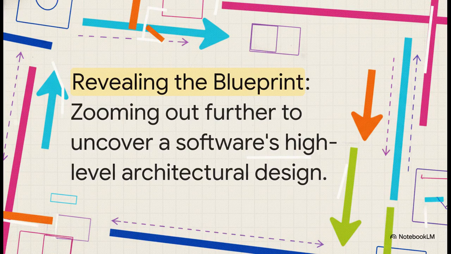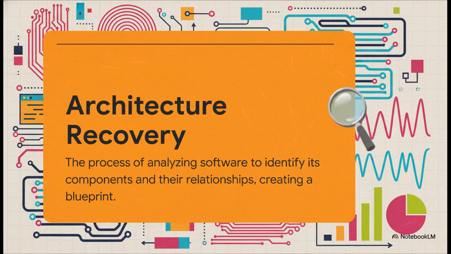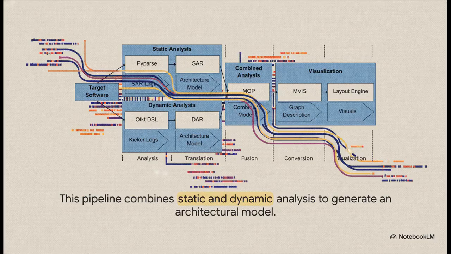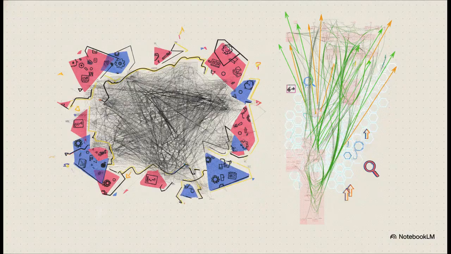All right, time to zoom out even further and uncover the software's high-level blueprint. This basically looks at both the source code and how that code behaves when it's actually running. Frameworks like Kieker use a pipeline to turn all that code and data into a visual model. But a model's no good if you can't read it. The right tools really do turn chaos into clarity.